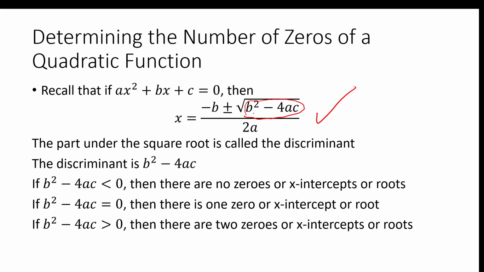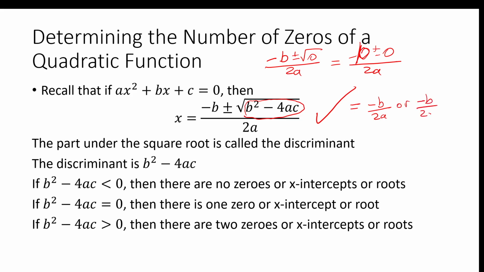Now, if b squared minus 4ac equals 0, then what we'll get is negative b plus or minus the square root of 0 all over 2a. Well, the square root of 0 is 0, so it's negative b plus or minus 0 all over 2a. If we take negative b and add 0 and put it over 2a, we'll get negative b over 2a. Or if we subtract 0, we'll still get negative b over 2a. What we'll have are two different answers that have collapsed into one. So we'll say that there's one zero or x-intercept or root.